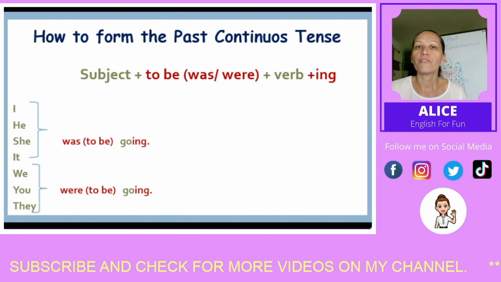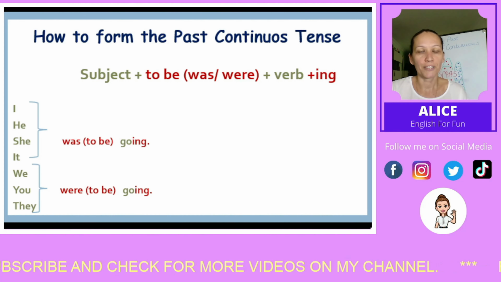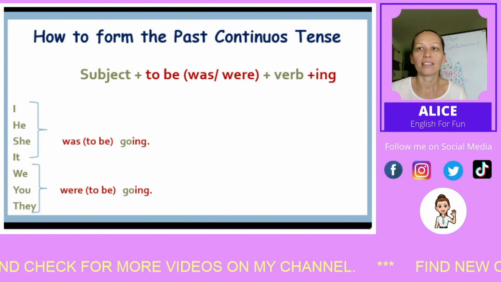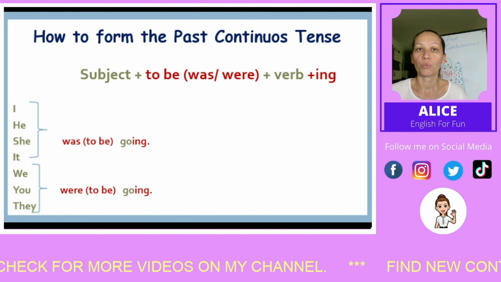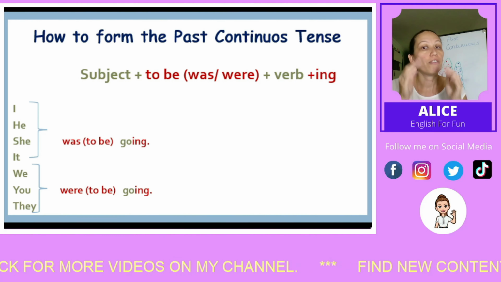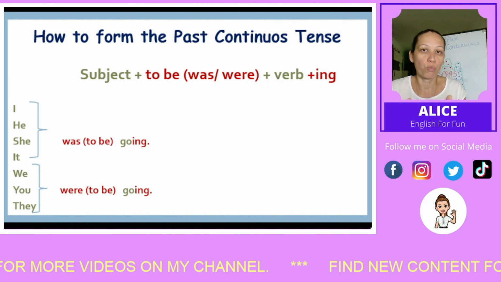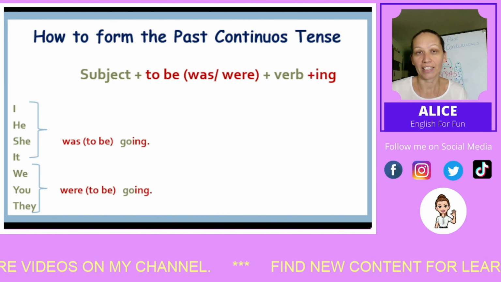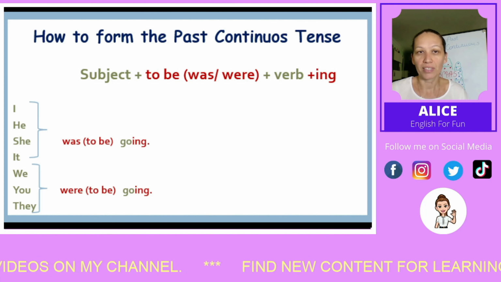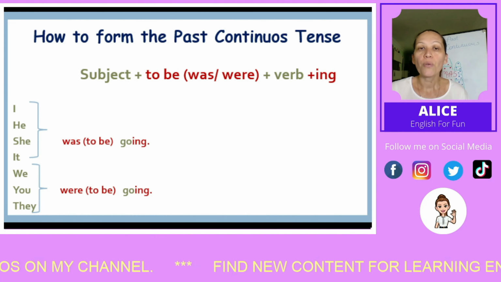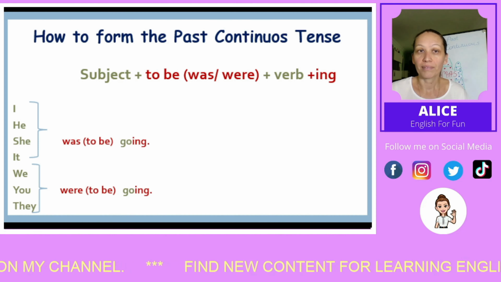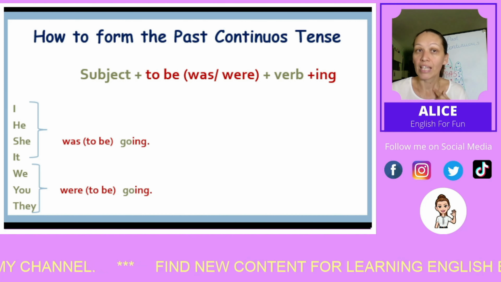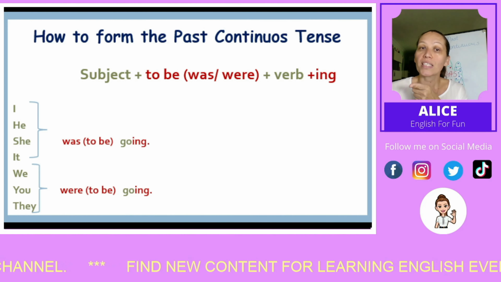Let's look at how to form the past continuous tense. To make a sentence with past continuous tense, we need to use subject, verb to be in the past, which will be was and were, plus verb with ing ending. Let's look at some examples. I was going. He was going.